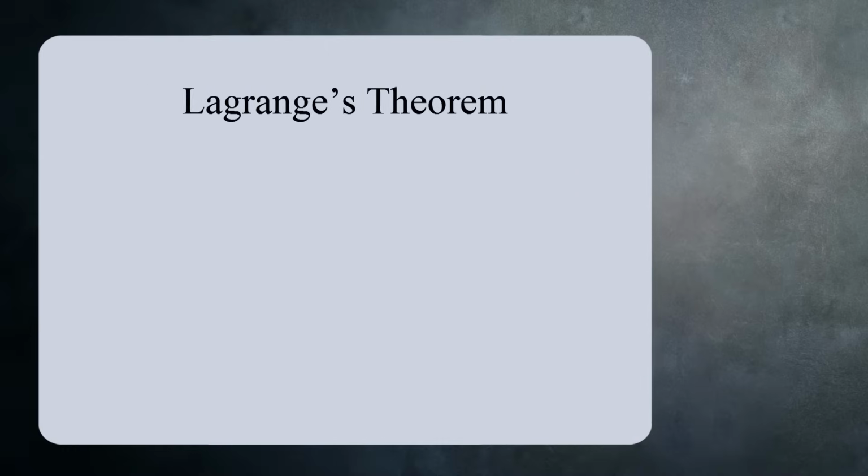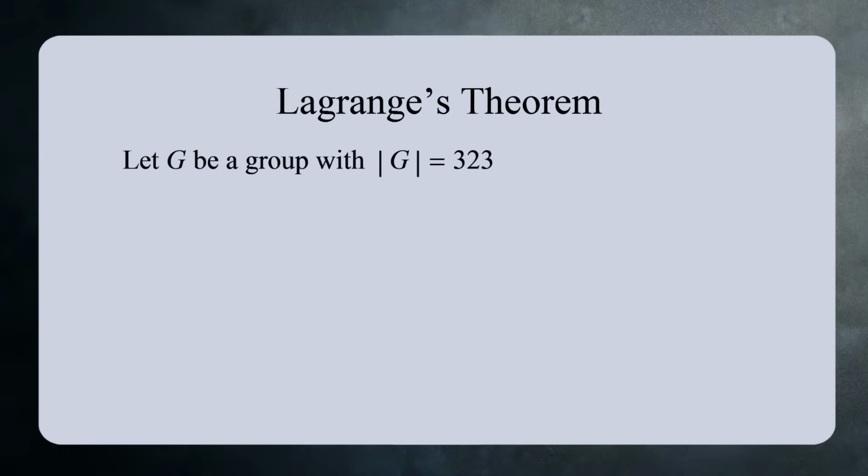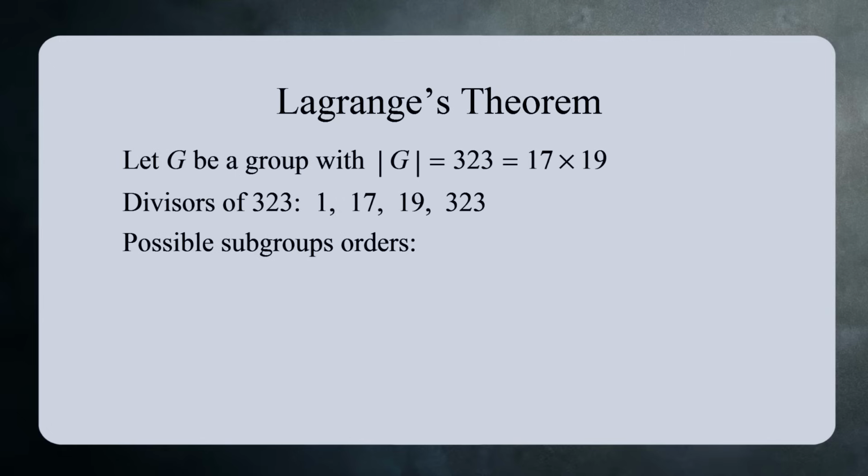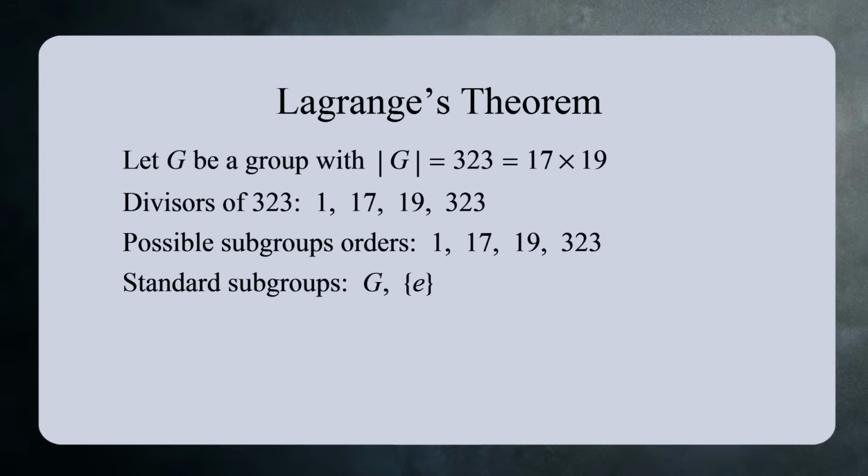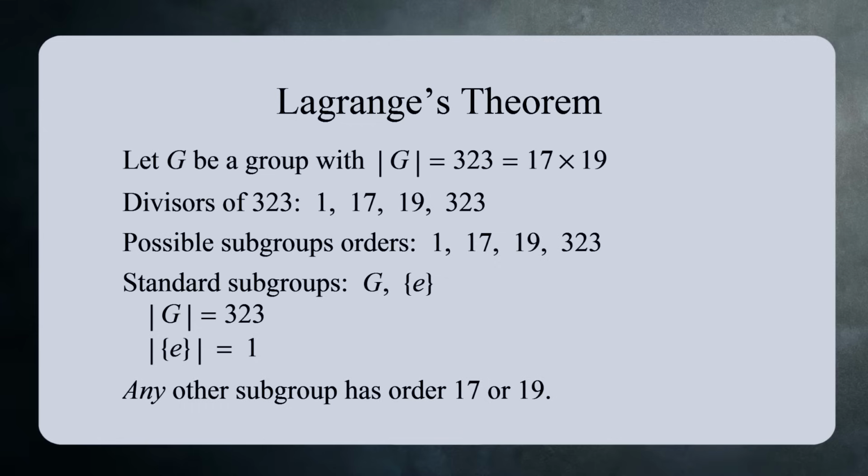Before proving this theorem, let's see just how useful this is. Imagine you have a group G with 323 elements. You can factor this as 17 times 19. This means the only positive integers dividing 323 are 1, 17, 19, and 323. So any subgroup of G must have order 1, 17, 19, or 323. Earlier, we mentioned that every group has at least two subgroups, itself and the trivial group. The group itself has order 323, and the trivial group has order 1. This means if G has any other subgroups, their orders are 17 or 19. The list of suspects has shortened dramatically.